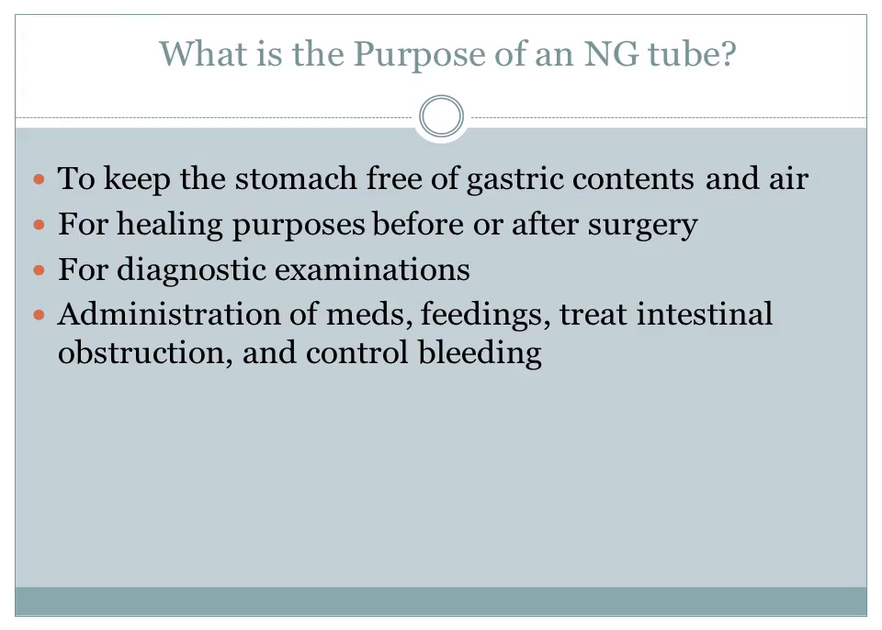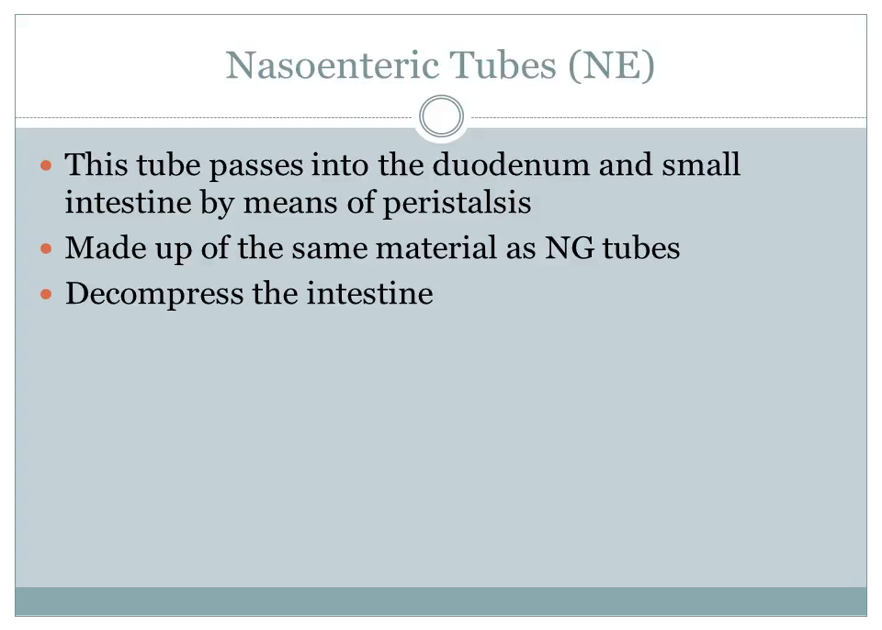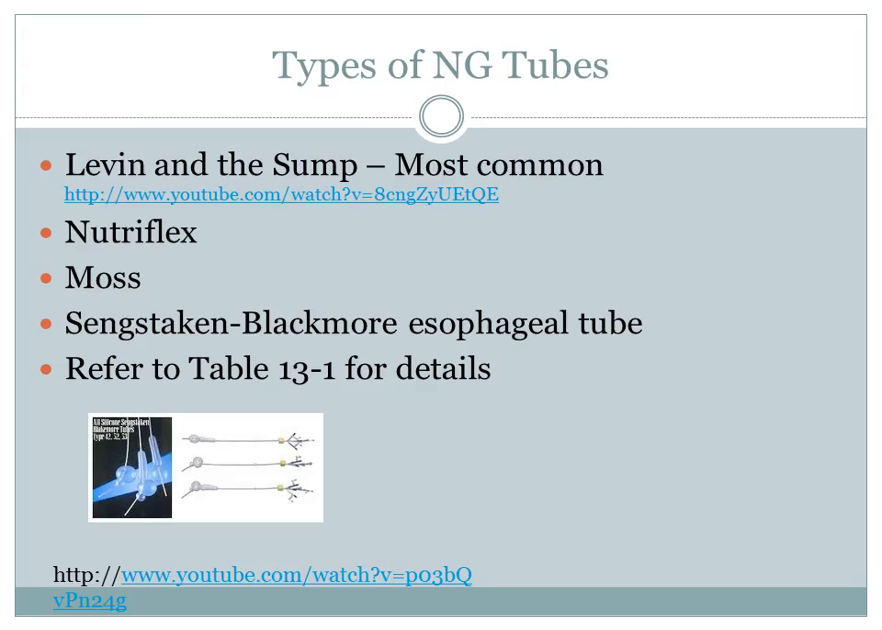What is the purpose of the NG tube? To keep the stomach free of gastric contents and air, for healing purposes before or after surgery, for diagnostic examinations, administration of meds, feeding, to treat intestinal obstruction, and to control bleeding. Nasoenteric tubes, or NE. This tube passes into the duodenum and small intestine by means of peristalsis, is made of the same material as an NG tube, and decompresses the intestine.